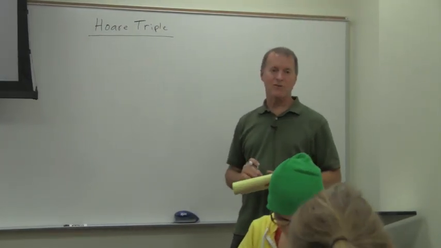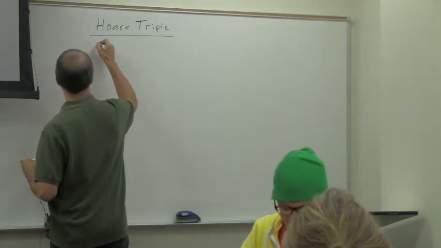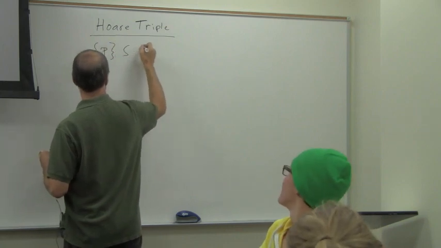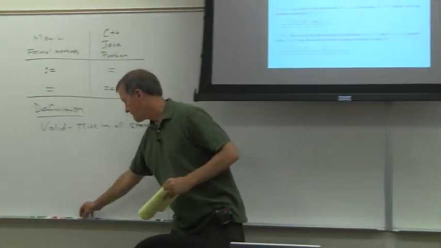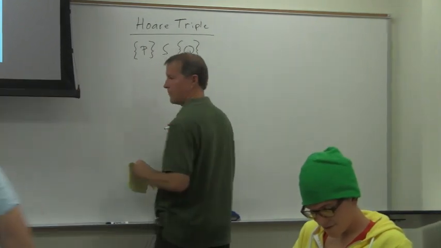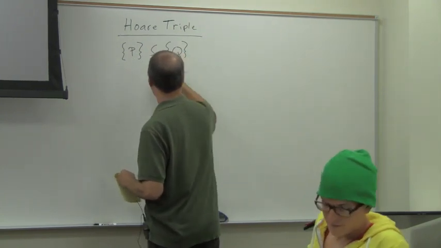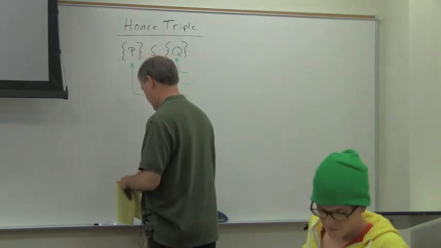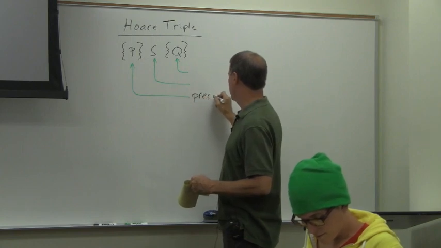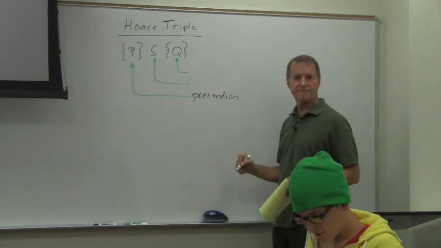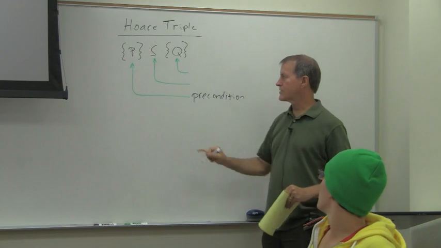Okay. And here's what the Hoare triple looks like. Obviously, it's a triple, so there's three parts to it. Looks like this: P, S, and Q. And each one of these three parts to the Hoare triple has a name. This first one, P, is called the precondition. All right? So this is the precondition.